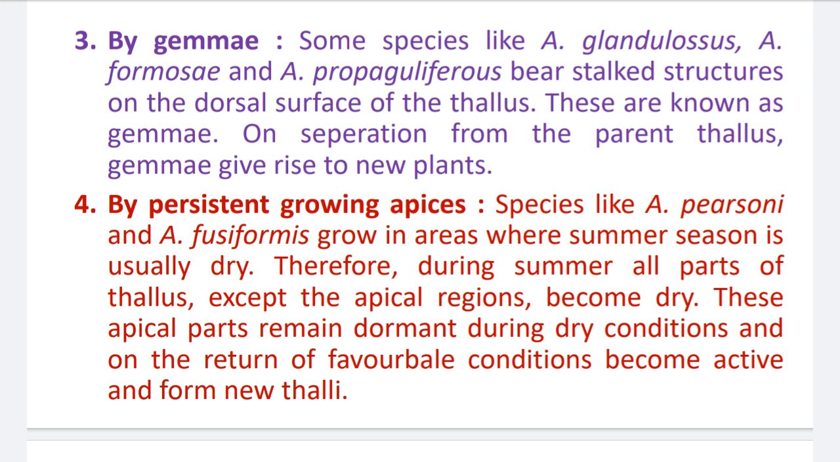Some species like Anthoceros pearsoni and Anthoceros fusiformis grow in areas where the summer season is usually dry. Therefore, during summer, all parts of the thallus except the apical regions become dry.